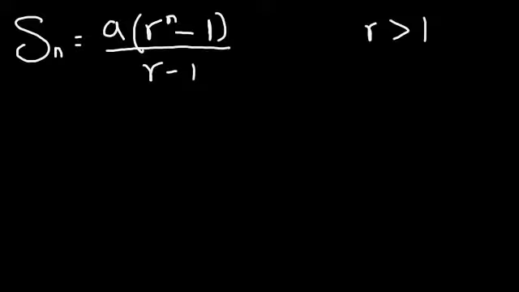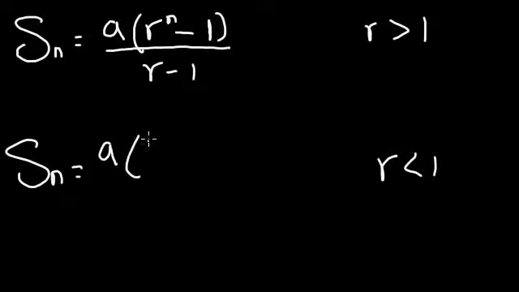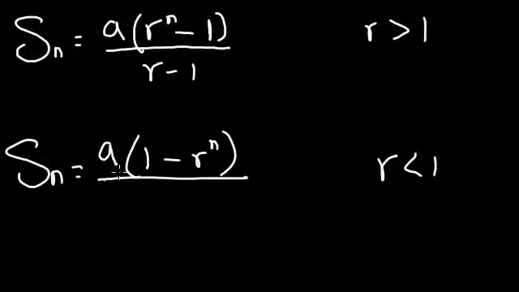Now for the second case, the sum of the GP when r is less than 1. That gives us a multiplied by... Now the only difference is that the position of r raised to the power of n and the 1 will change. So 1 will come first, minus r raised to the power of n. And the denominator will be 1 minus r. So those are the two formulas.